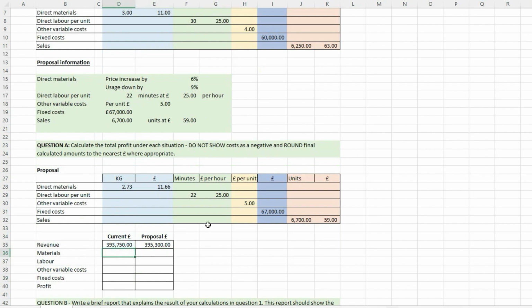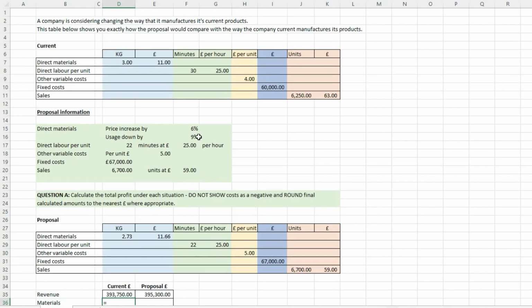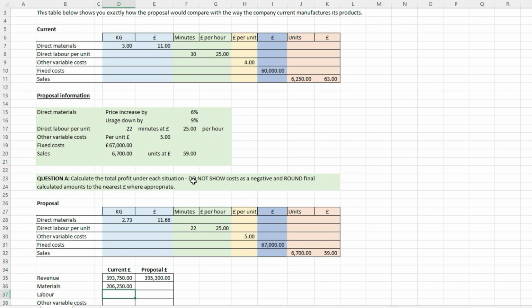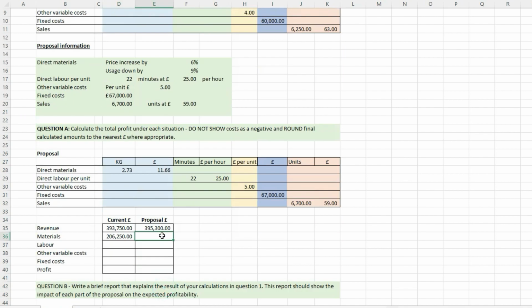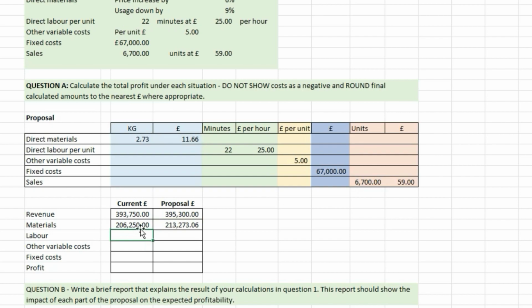to do this exercise. So materials, that's going to be the 3 times by 11 in the current table, times by the total number of units, which is 6,250. So that's going to give us 206,250. The proposal is going to be the 2.73 kg times by £11.66 times by 6,700 units.